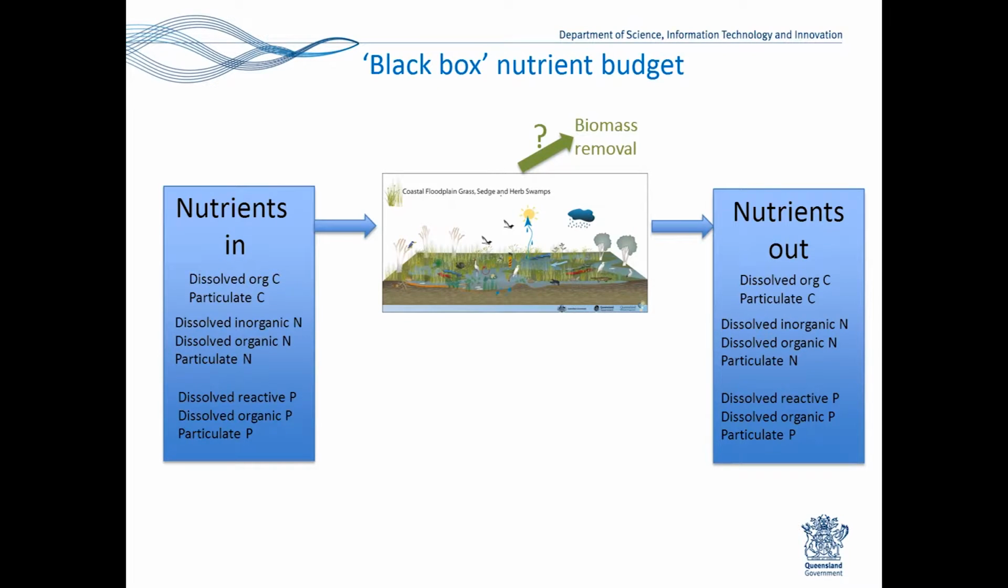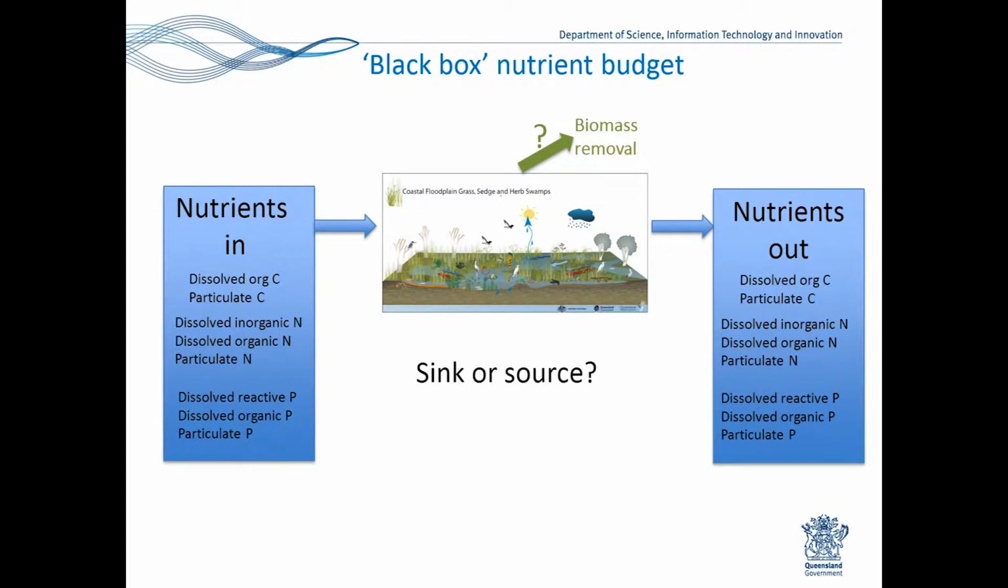If we're trying to determine whether or not the wetlands are acting as a sink or source of nutrients, then if we take this black box nutrient budget approach, we need to have an inventory of the nutrients which are going into the system and an inventory of the nutrients which are coming out of the system. And as we know with our nutrients, we've got carbon, which is driving the whole nitrogen and phosphorus cycles. We've got the nitrogen cycle and we've got the phosphorus cycle.